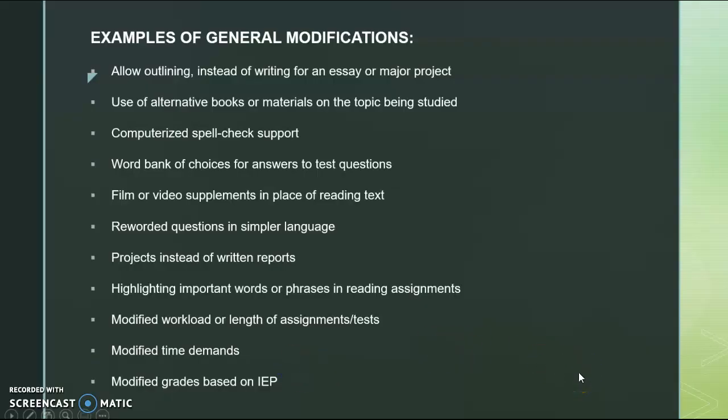Here are some examples of general modifications that you might offer to the students. And again, this is on an as-needed basis. You might allow outlining instead of writing of an essay or a major project. You might use alternative textbooks or alternative materials for a particular topic. You might allow them to use computer spell check support, maybe a word bank for answers to test questions. You might give them film or video supplements in place of reading text.